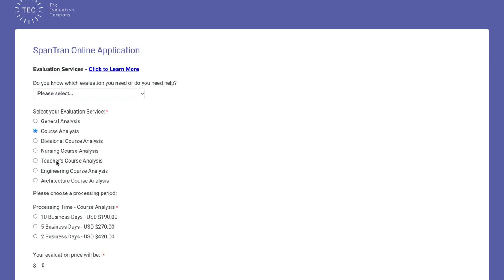Course analysis. You could also do the teacher course analysis, but Spantran charges slightly higher for teacher course analysis than the course analysis. And because all of them are acceptable to the agencies, if you're on a budget, I would recommend that you just work with course analysis. It is acceptable. It has everything the companies will be looking out for, so you don't need to pay more. But in case you want a more specialized one for teachers, then you can choose the teacher's course analysis. So I'll choose I know which evaluation I need, and then I'll choose the course analysis. So this is what you go for.